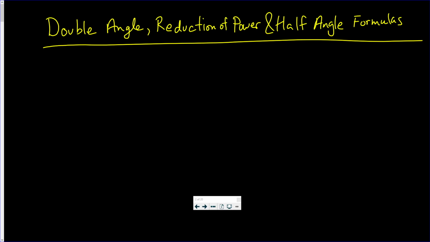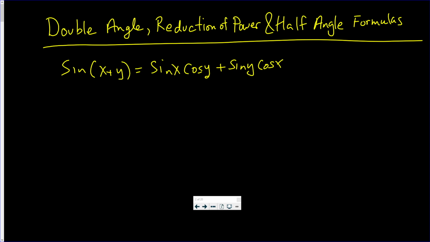Double angle, reduction of power, and half angle formulas. We know that the sine of x plus y, this is one of the ones that we're going to memorize, is the sine of x cosine of y plus the sine of y, this should be y, excuse me, times the cosine of x.